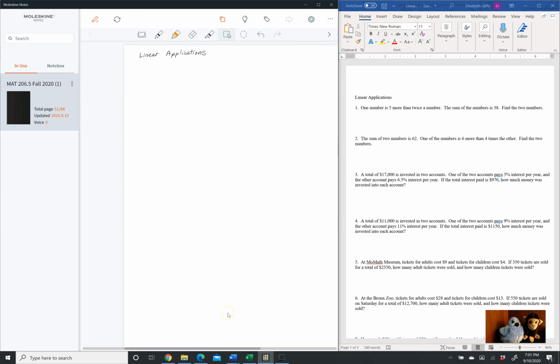Okay, so let's take a look at these problems. And I'm going to try and keep both of these screens open, and hopefully it won't cause too many problems, so that you can see the problem that we're working on simultaneously as we do the work. So let's take question 1.